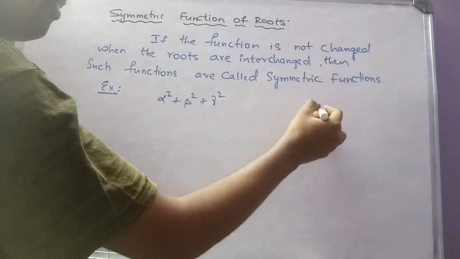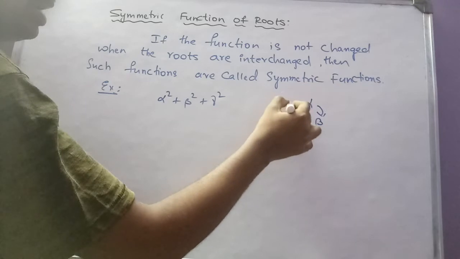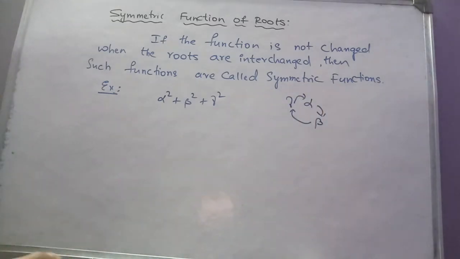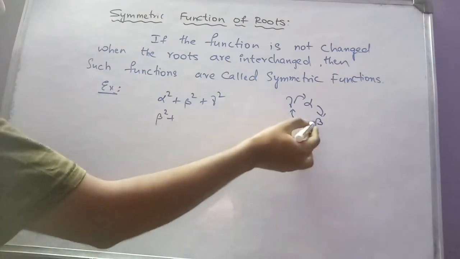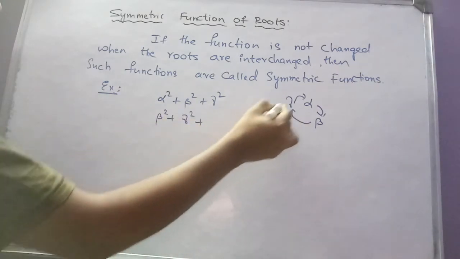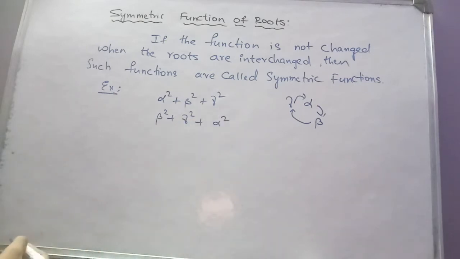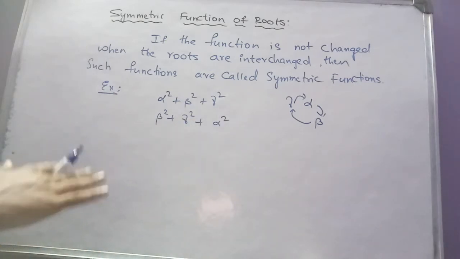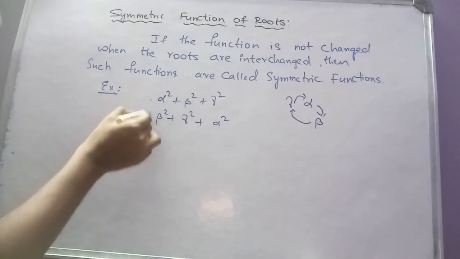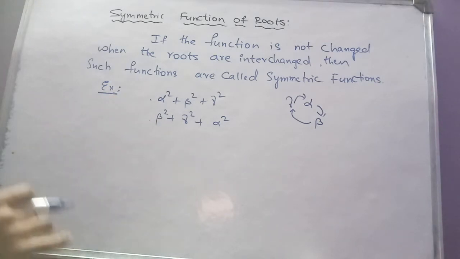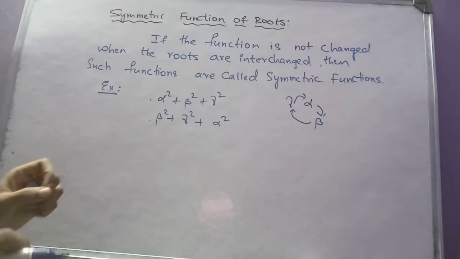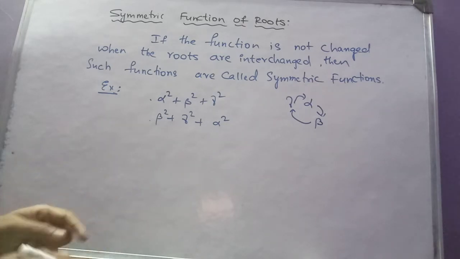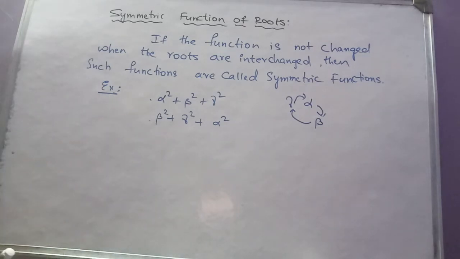Here, if you interchange alpha with beta, beta with gamma, and gamma with alpha, then what happens? Alpha is replaced by beta, so beta square. Beta is replaced by gamma, so gamma square, and gamma is replaced by alpha, so alpha square. So when the roots are interchanged, observe that it is again the same. The function is not changed. Before it was alpha square plus beta square plus gamma square, now also it is the same thing. The function is not changed when the roots are interchanged, so such functions are called symmetric functions.